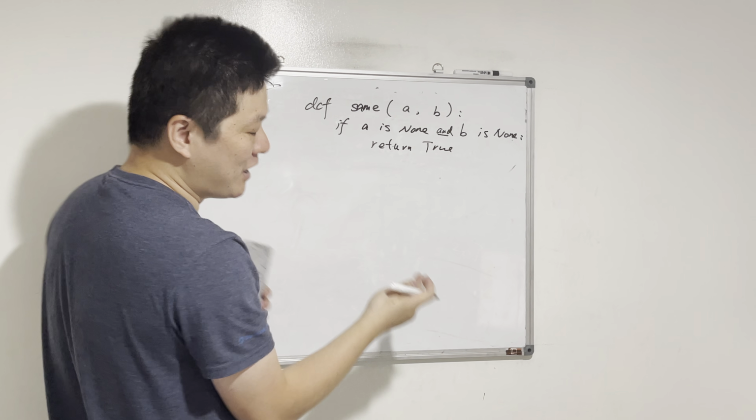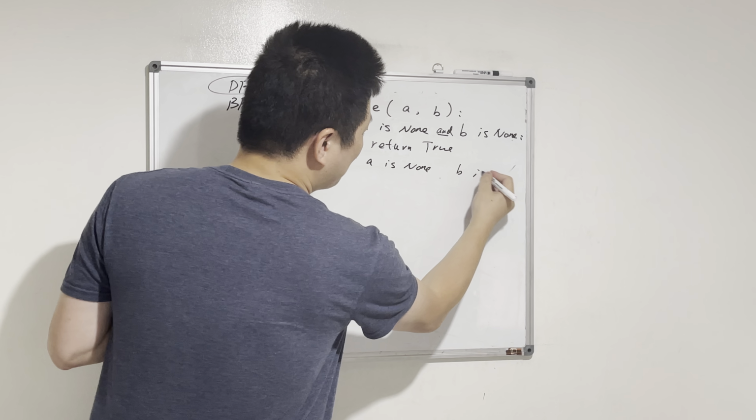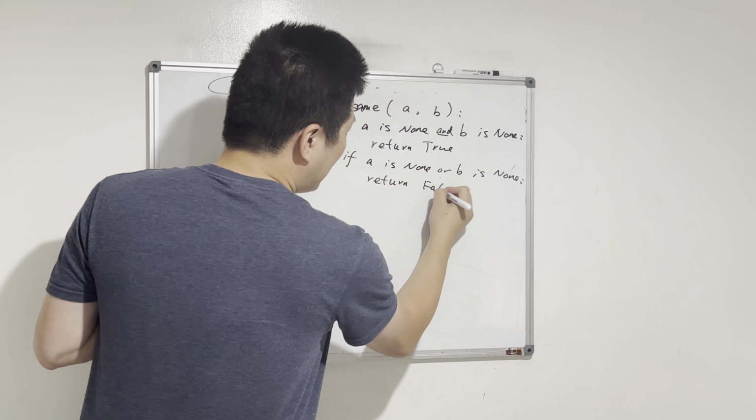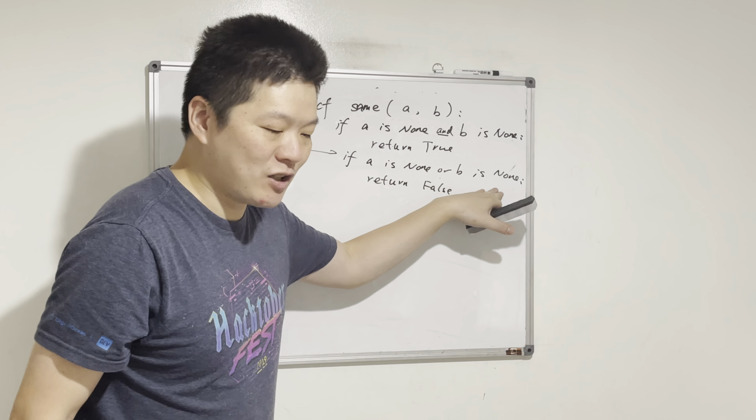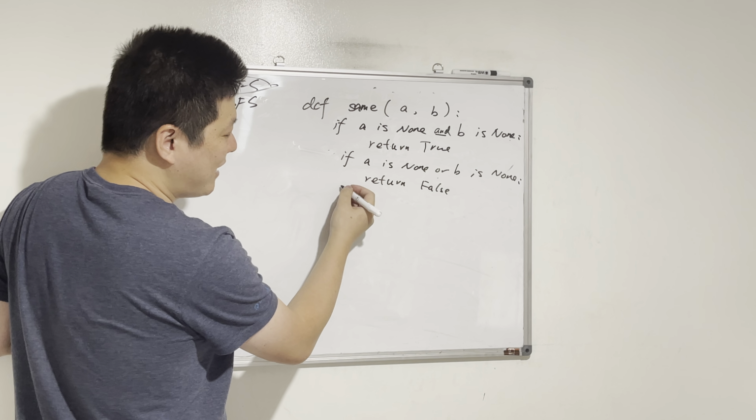And then if one of them is empty, how can I write it? At this point, both trees are not empty at the same time, right? So if one of them is empty, if A is none or B is none, then return false. Because at this point, if A is none, then B is not none, and if B is none, then A is not none. If a node is compared to none, it's false. Then what should we check next? We should check the root value.